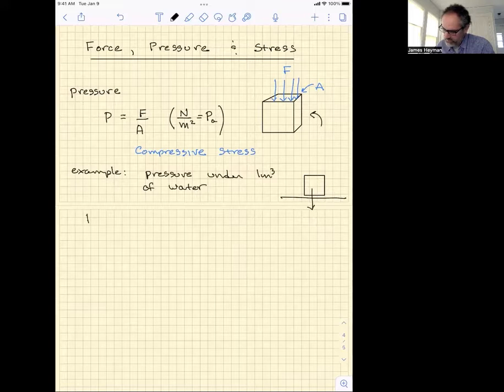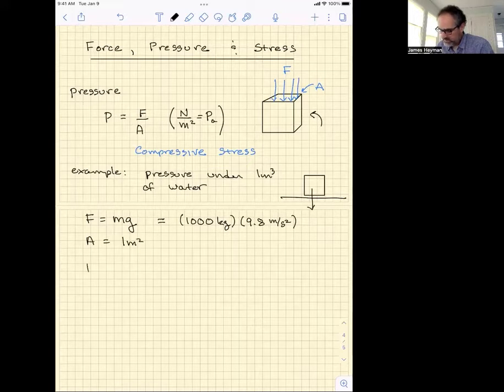Of course, there's a force acting on the surface because the water is sitting in the Earth's gravity, and the force is just m times g, okay? The mass is the mass of 1 cubic meter of water, which is 1,000 kilograms. And g here is just 9.8 meters per second squared, the acceleration of gravity at the surface of the Earth. On the other hand, the area that the force is applied over is just the 1 meter squared area of the bottom of the cube.